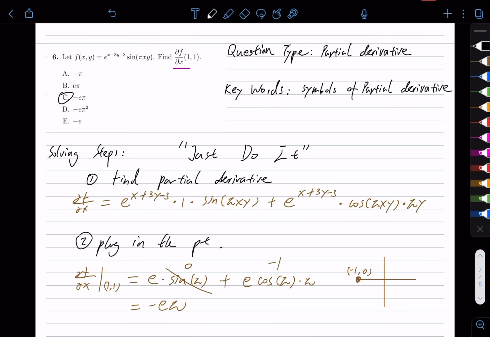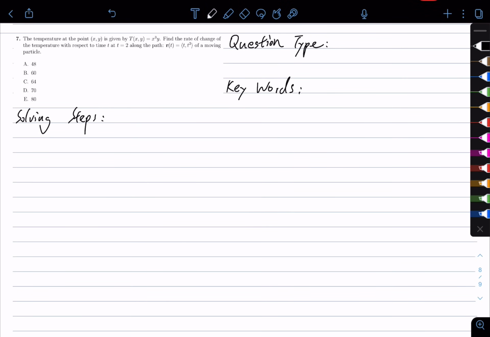Don't make any mistakes. Question number 7. The temperature at the point (x, y) is given by the function T. Find the rate of change of the temperature with respect to time t at t equals 2 along the path r of a moving particle. Okay? Well, what type of question is this?